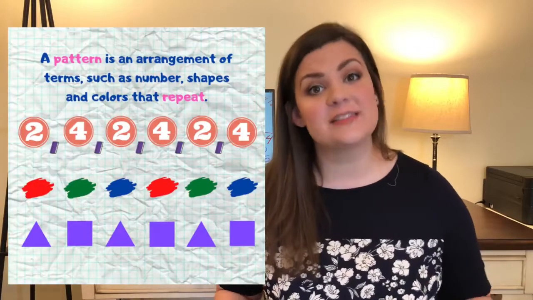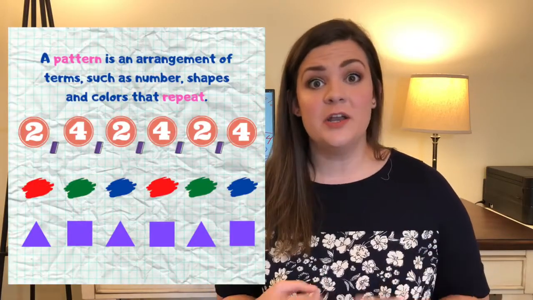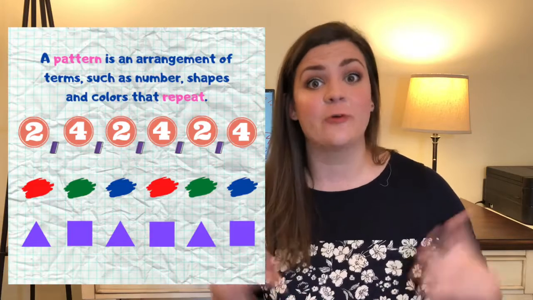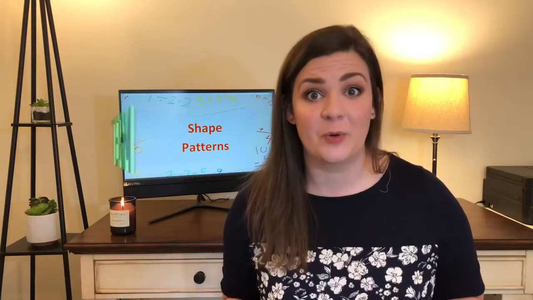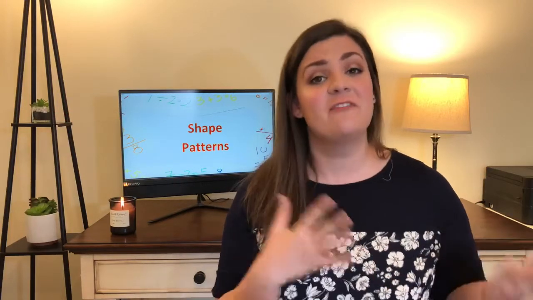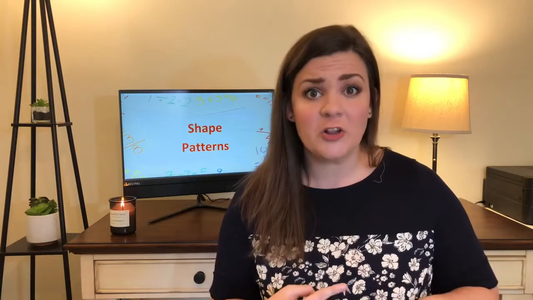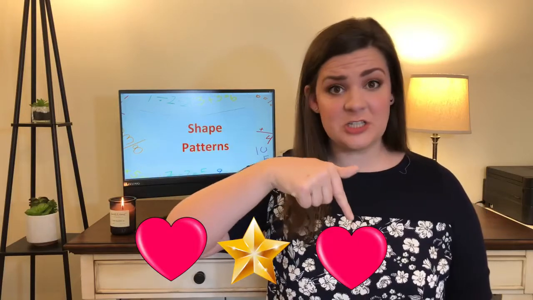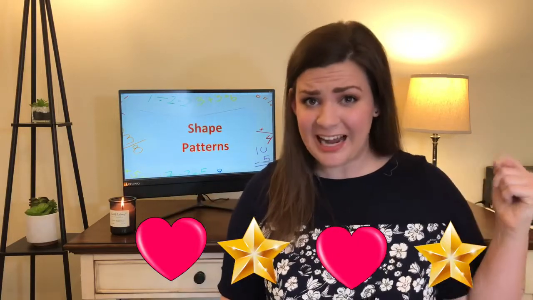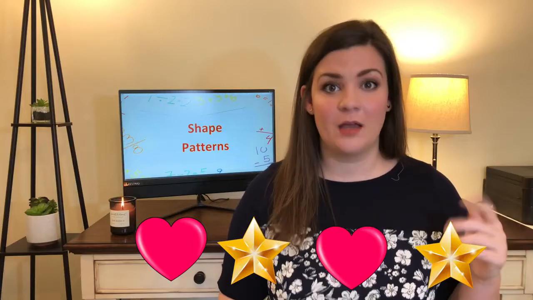What is a pattern? A pattern is an arrangement of terms such as numbers, shapes, and colors that repeat. What is a term? Oh, no problem. Let me go over that real quick. A term is just a fancy schmancy math word for any sort of number, shape, or color inside of a pattern. So for example, this is a term, this is a term, this is a term, and this is a term. Got it? Awesome. Let's keep going.